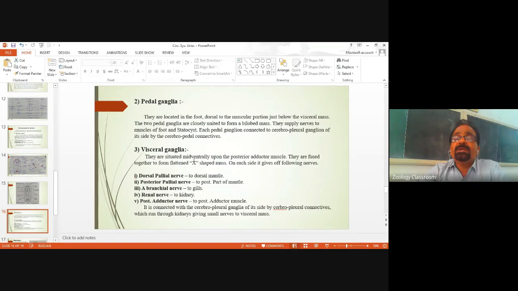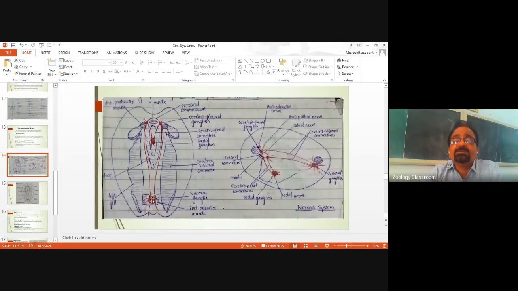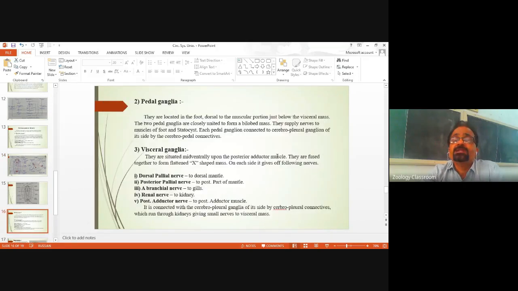They are situated mid-ventrally up to the posterior adductor muscles. They are fused to form the X-shaped mass. See, this is the X-shaped mass. This is the location. This is the posterior adductor muscle, and this is the location of the visceral ganglia. Now, what are the different branches of this? Dorsal pallial nerve to the dorsal mandible.